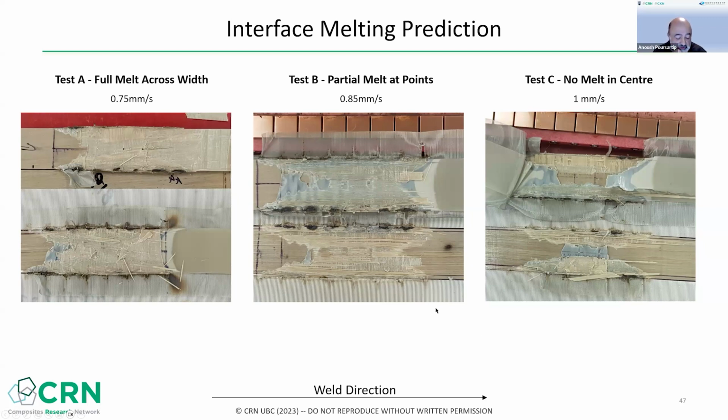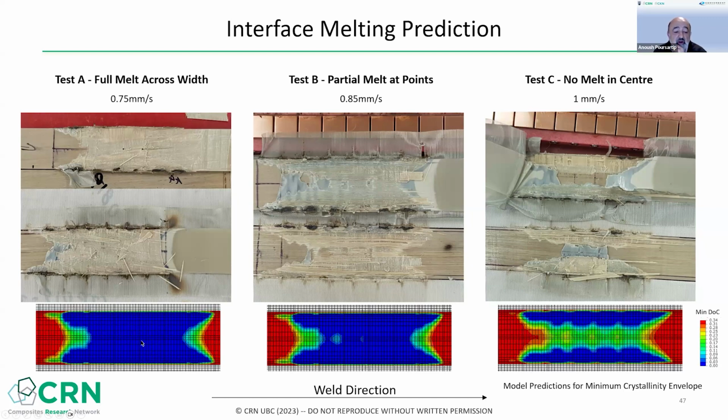How well does the model do? Well, here's the model predictions. Blue means full melt, red means nothing happened. The colors in between mean partial. What you can see is that the model captures a very good weld, starts to indicate that you're starting to get a bad weld, and shows quite clearly and very faithfully the fact that you did not melt at all in the center. You melted at the edges. Remember, it's hotter at the edges, but you did not melt in the middle.